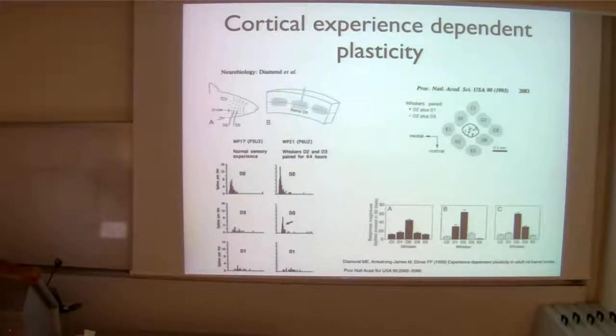So barrel cortex is a system that was one of the first systems to show this. It was also, of course, shown in the visual system with the critical period, which you probably talked about, right? When you study visual systems. So here's an example where you take a rat and you record from barrel D2.